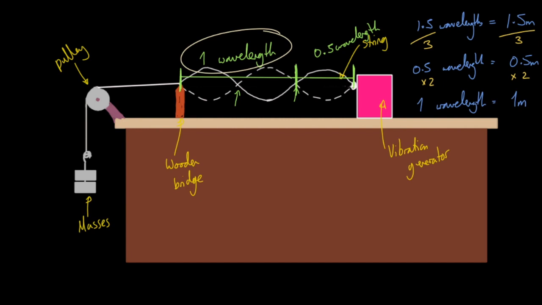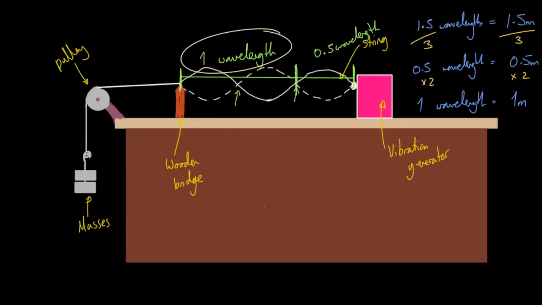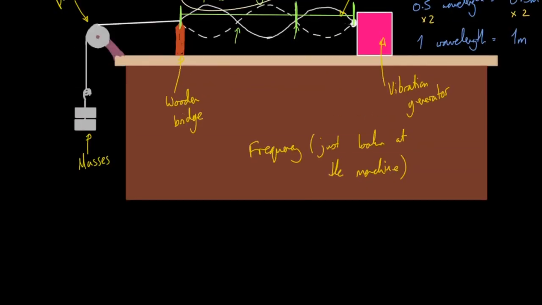If you want to know frequency, because remember, frequency was something that we needed as well, just look at the machine. Because you will have turned the frequency dial to a setting on there and it will tell you what the frequency is. So we'll plug that into our equation. So wave speed equals frequency times wavelength.